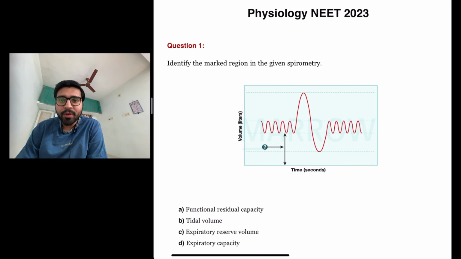So today I am going to discuss with you about the physiology recall questions of NEET PG 2023. So let us start discussing the questions. So the first question is identify the marked region in the given spirometry. So this is a spirometry graph. So let us first mark all the regions of spirometry graphs.